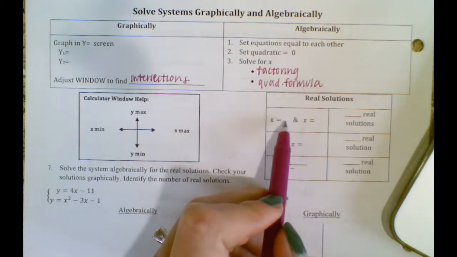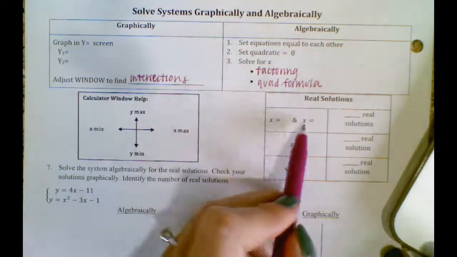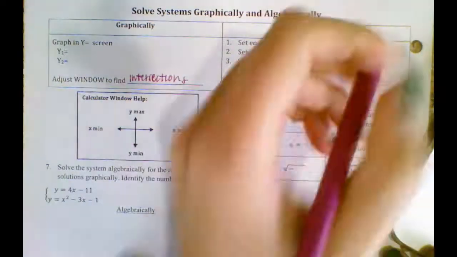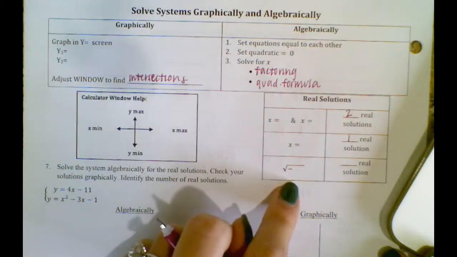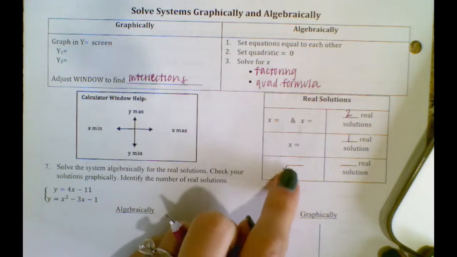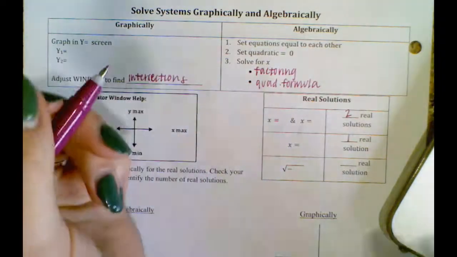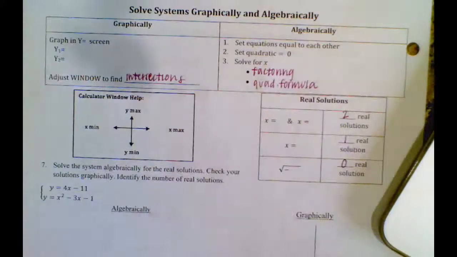Remember the number of real solutions that you have when we ask you to identify how many there are. If you get 2 answers, that means you have 2 real solutions. If you only get 1 x value, that means you have 1 real solution. And if for some reason you end up with the square root of a negative, remember the square root of -1 equals i, which stands for an imaginary solution. So if you have imaginary solutions, that doesn't mean you have any real solutions. So you would have 0 real.